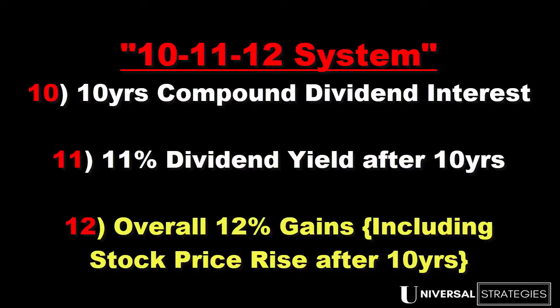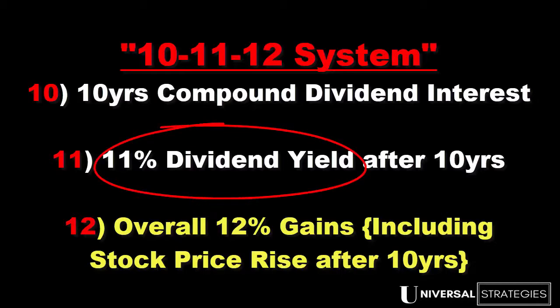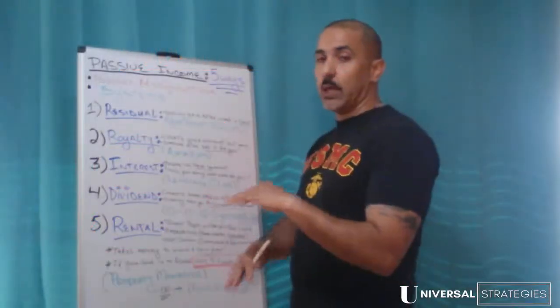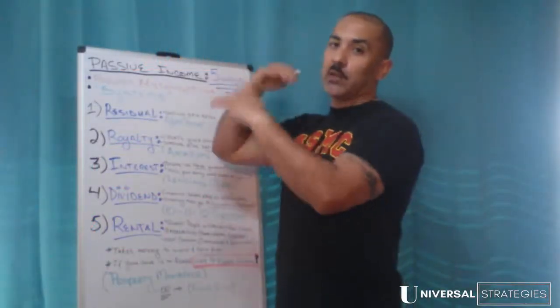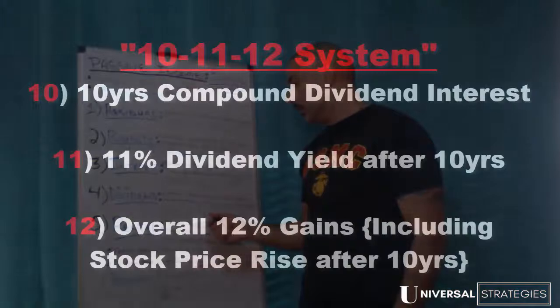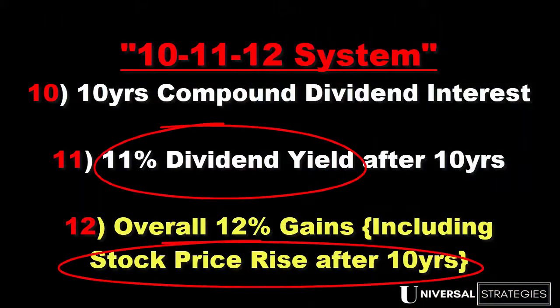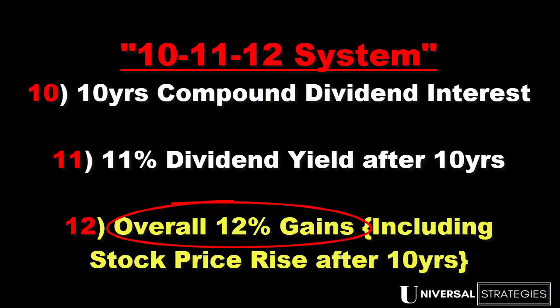Because remember, you're not just making interest or dividend yield when they pay out dividends. You're also earning capital gains. Because hopefully you're buying the stock when it's kind of low, and by that time it's going to increase in price. So overall, when you include capital gains and you include the dividend growth, it's going to be 12%.